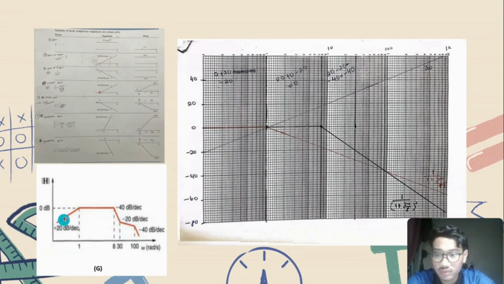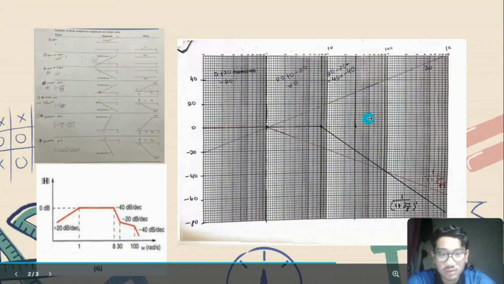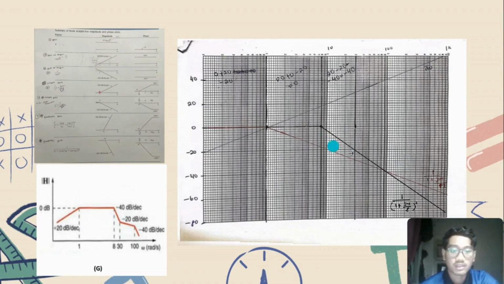So the first one is 20, and then we get a constant, and then we go down negative 40. So the answer: the first one is jω. The second one is 1/(1 + jω/1), and the last one is 1/(1 + jω/8) to the power of 2. That's all for me.